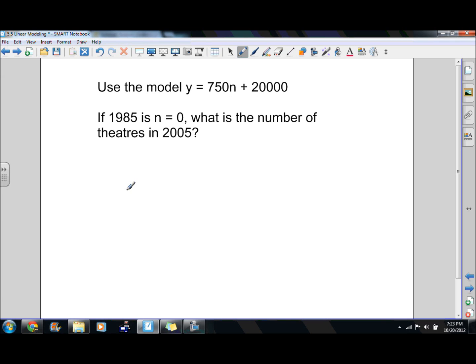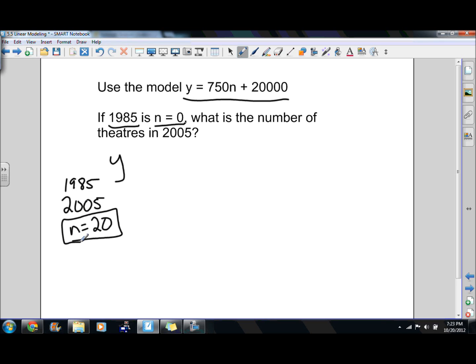Okay? So here's a model that we're given, or an equation, and it says if 1985 is n equals 0, what is the number of theaters in 2005? Well, number of theaters is our y value, and we need to figure out if this is n equals 0, 2005 is n equals what? Well, 1985 is our starting point. This is 20 years in the future, so our n equals 20, and all it's asking us to do is plug it into our equation. So we get y equals 750 times 20 plus 20,000.